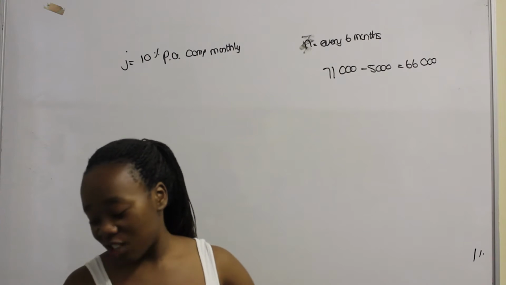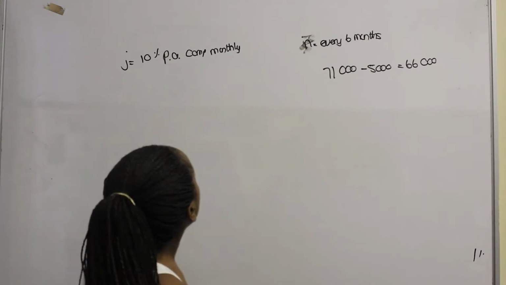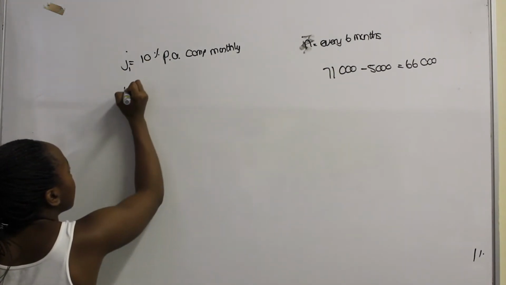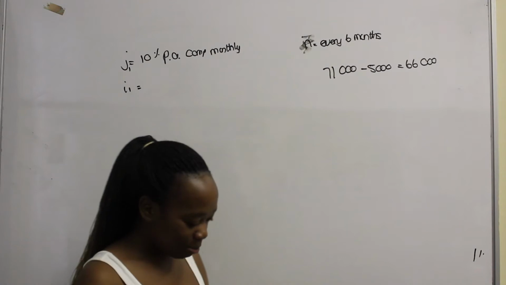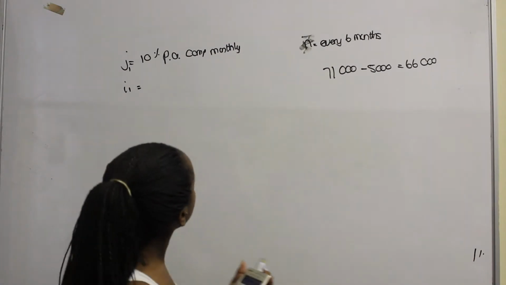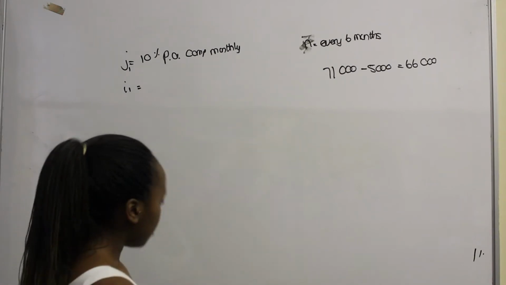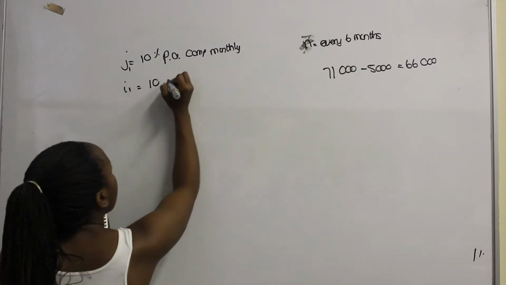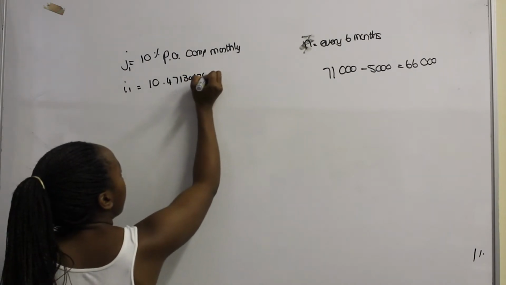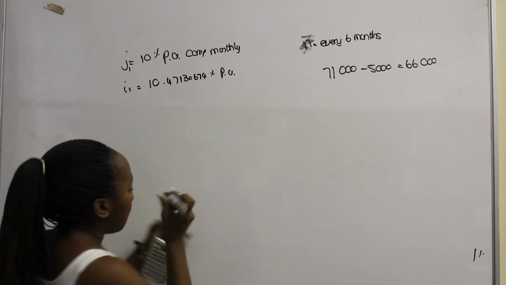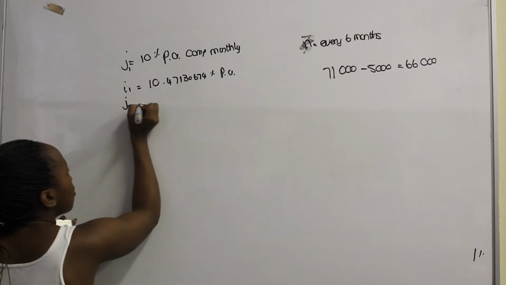Now we have to convert the interest so that it can be aligned with this payment every 6 months. Now, this is J1, I1. I'm sure you guys can do this now because we've been converting. Go to your calculator, press convert. Our N is 12, our interest is 10, and then solve for effective. It's going to give you 10.47130674% per annum.